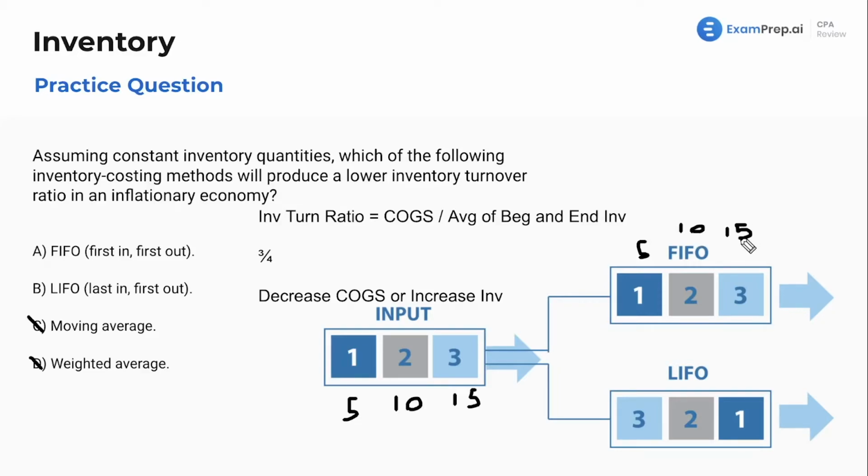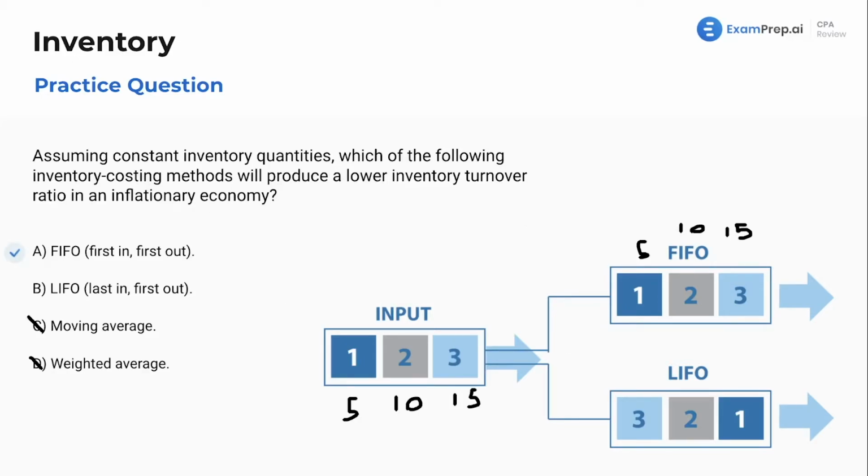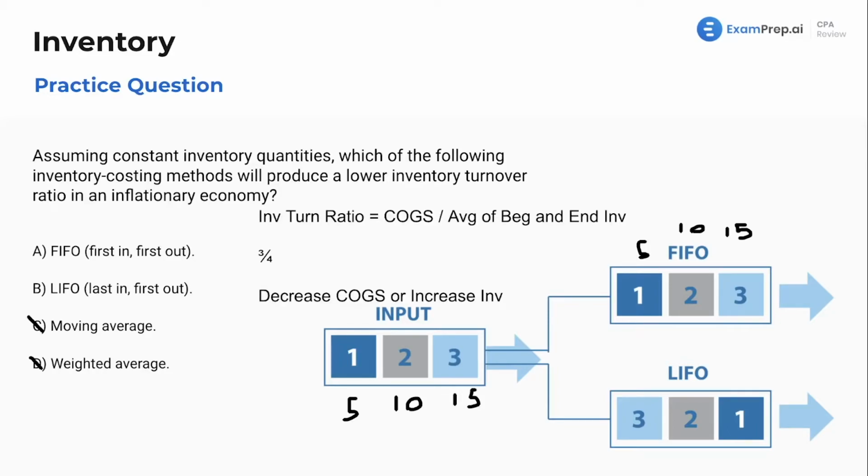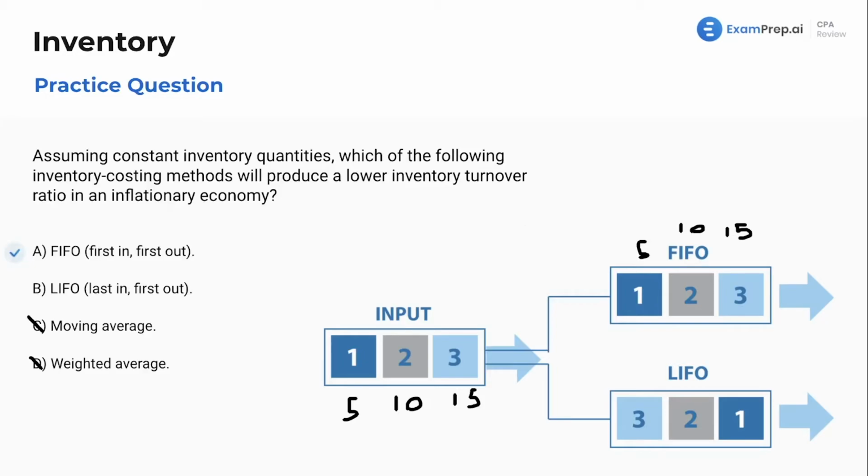And if prices are increasing like they are, it would be the opposite for LIFO. So prices would actually have a lower inventory value under LIFO because we'd be using those ones. So let's see. In this one, final answer is going to be FIFO, first in, first out. That is going to produce a lower inventory turnover because it is going to result in, as we saw here, a lower cost of goods sold and an increased value of our ending inventory. Awesome. Moving on.